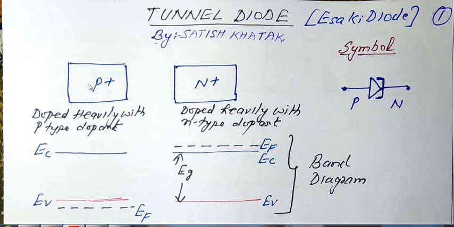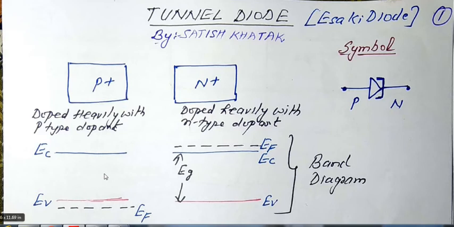So to start with, we have taken two different samples of p-type semiconductor and n-type semiconductor, and these two are very heavily doped. This P is doped heavily with p-type dopant and this sample is heavily doped with n-type dopant. We also assume that both these samples are of same material doped with different kinds of dopant, so the energy gap will be same for both the cases.